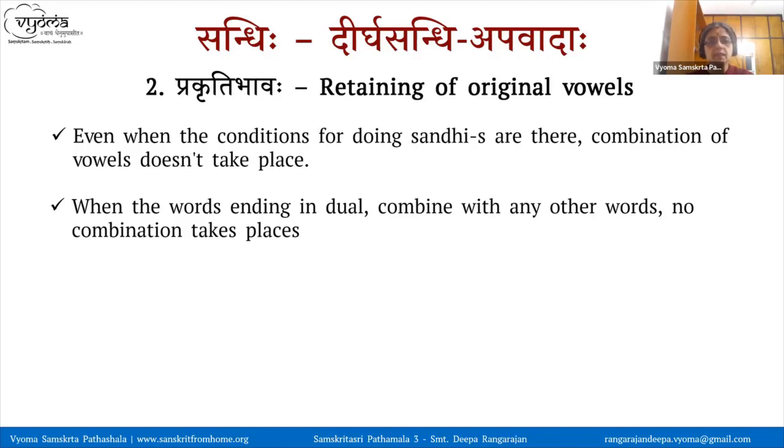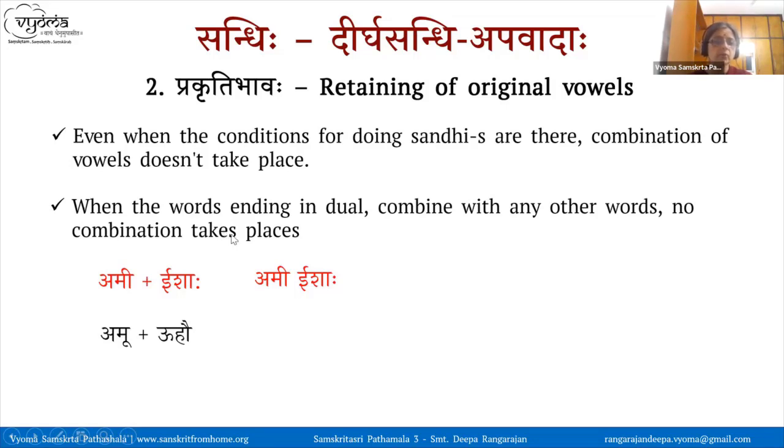When the words ending in dual, dvivachana, are combined with any other words, no combination takes place. So the first example given is Ami Ishaha. This is actually not dual, this is plural. This is not an example of this particular rule.